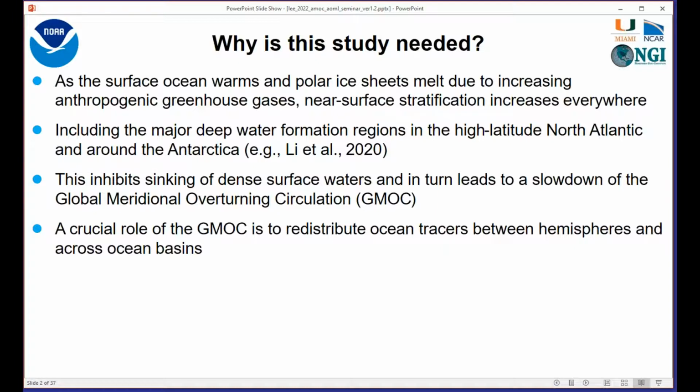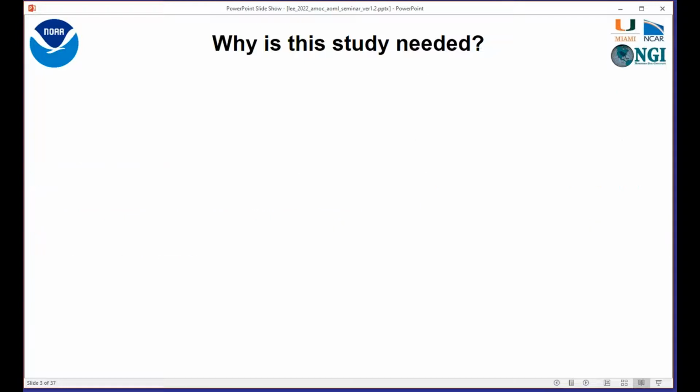One of the important roles of the GMOC is to redistribute ocean tracers such as carbon, nutrients, and salinity between the hemispheres and between the different ocean basins. So a slowdown of the GMOC has important implications for every aspect of the Earth system, including marine ecosystems, ocean carbon sequestration, climate variability, weather, and so on and so forth. So many potential impacts of this slowdown.